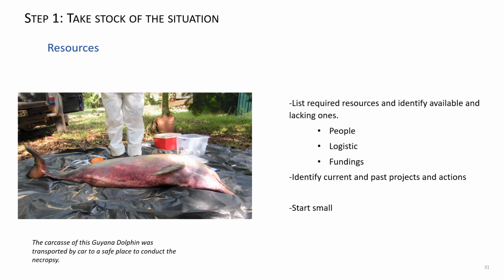According to the stranding characteristics, you can then list the required resources to develop or strengthen your network and identify which ones are available in your territory and which ones are lacking. So, of course, you need people, logistics, and funding.